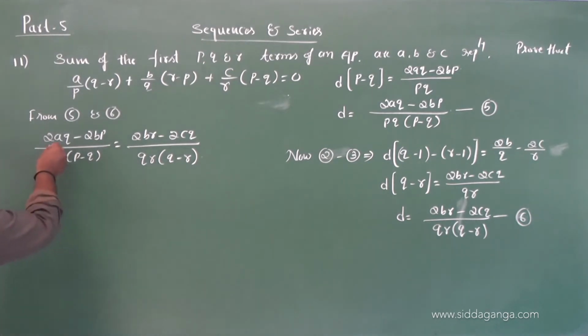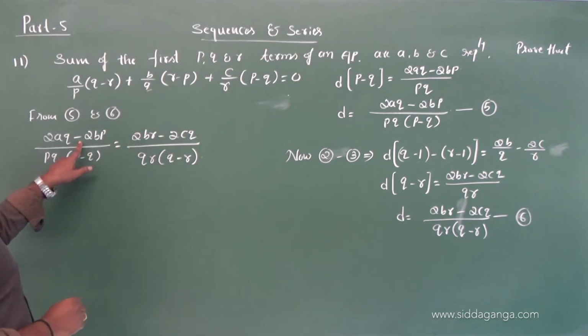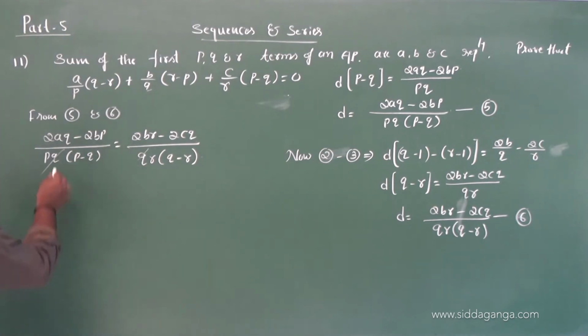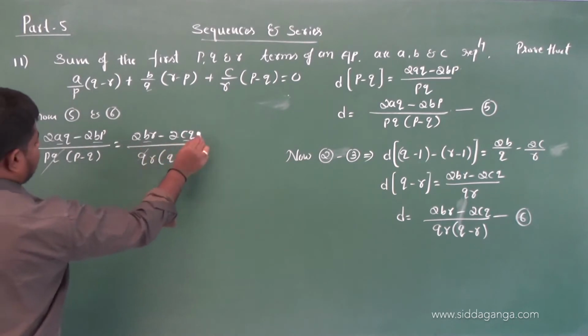Now on both sides I am going to take 2 outside and 2 gets cancelled, right? Now Q also gets cancelled on both sides. Now let me cross multiply. So here 2 gets cancelled. You get what? AQ and BP, BR and CQ remain.